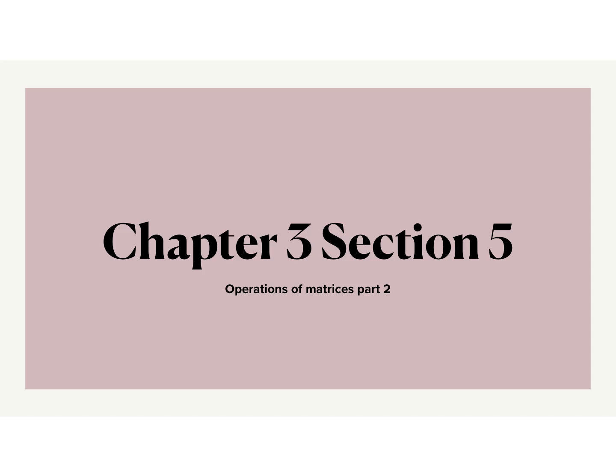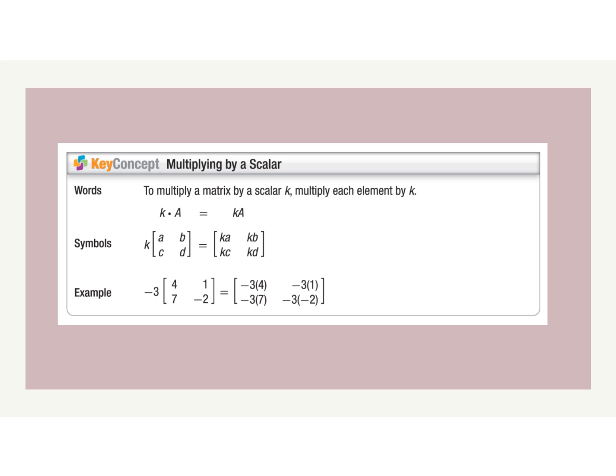Chapter 3, Section 5 is operations of matrices. So we're going to be multiplying matrices by a scalar factor of k. So what does that mean? You know how you usually multiply a number? Let's say it's a k, you distribute that k and it'll be 2k plus xk. You're going to be doing the same thing but with matrices.